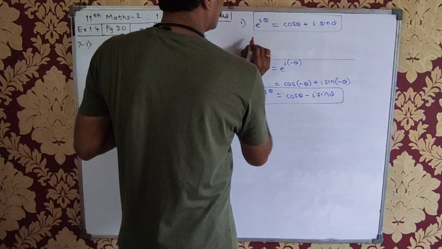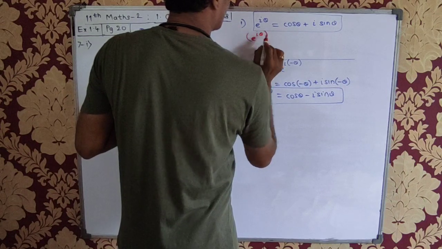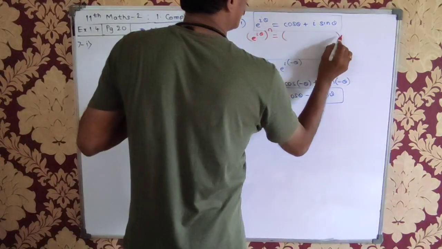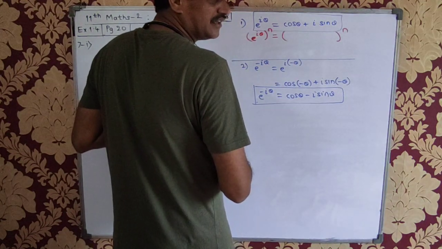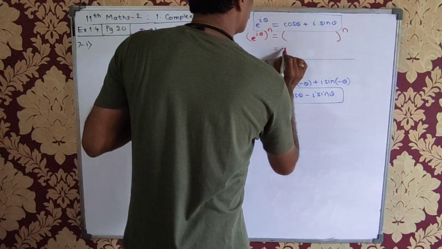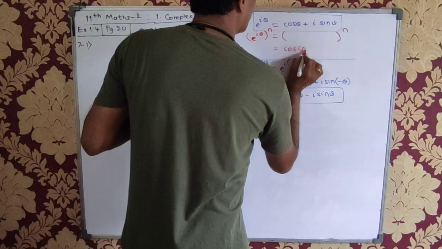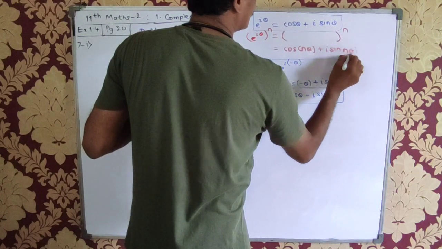That is, I want to raise (e raised to I theta) to n, meaning this bracket is raised to n, then the n goes inside. As simple as that. Did you understand? So what is that going to become? cos n theta plus I times sin n theta. Did you understand? Yeah.